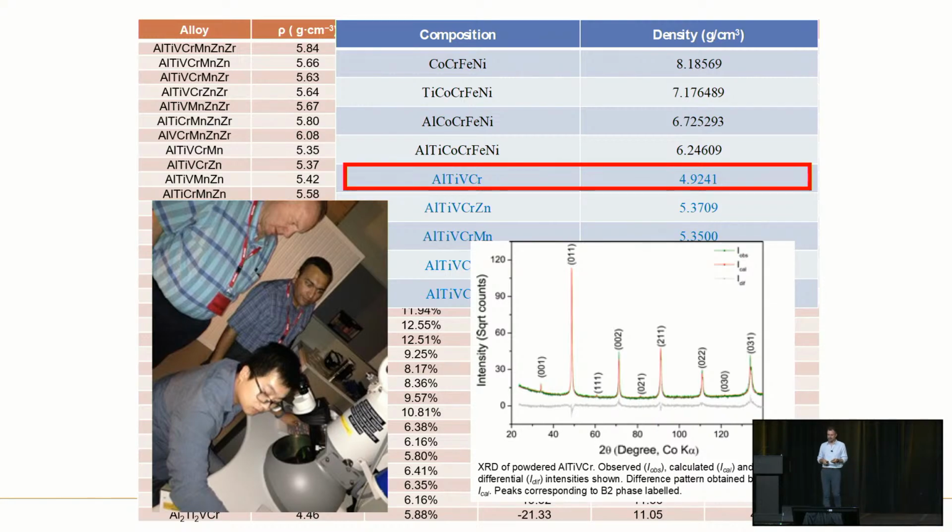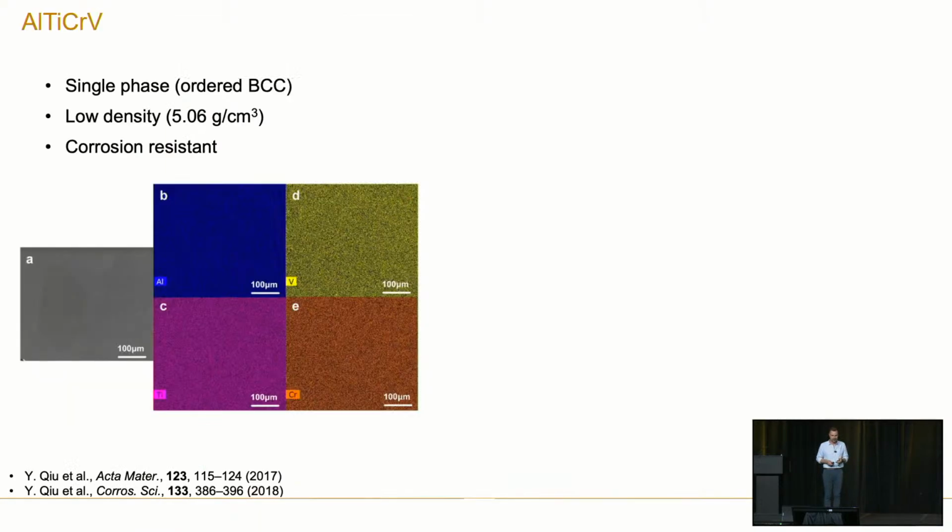Now I thought, since there's a bit of time, I also wanted to just show a bit of characterization too, just so that people don't think corrosion people don't characterize stuff. So the alloy, when you actually make it and test it, the density was a little bit over 5 grams per cubic centimeter. It was single phase ordered BCC. It's corrosion resistant, as you'll see in a moment, but very uniform distribution of all the elements in each grain.